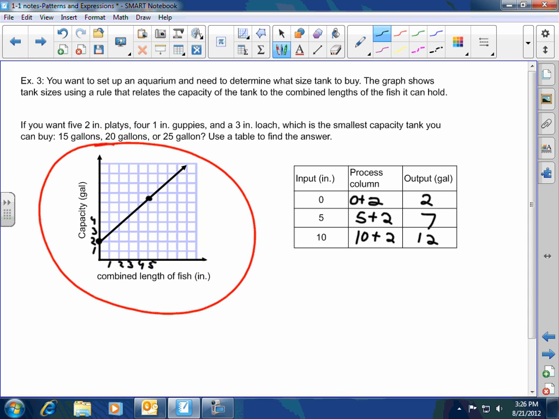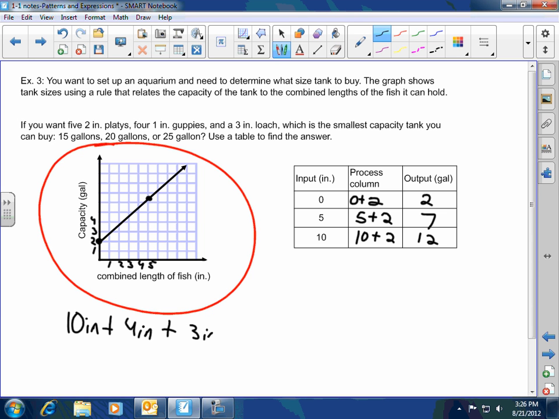Well, for our purposes, we wanted 17 inches of fish. We want 5 2-inch platis, that's 10 inches, plus 4 1-inch guppies, that's 4 inches, plus a 3-inch loach.